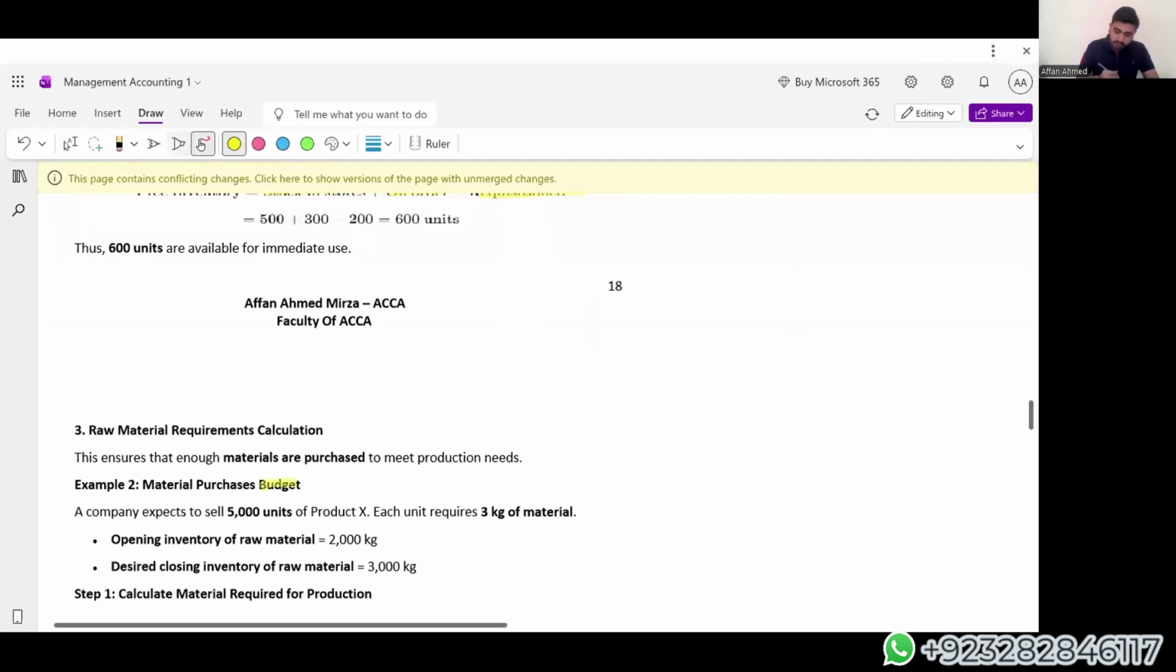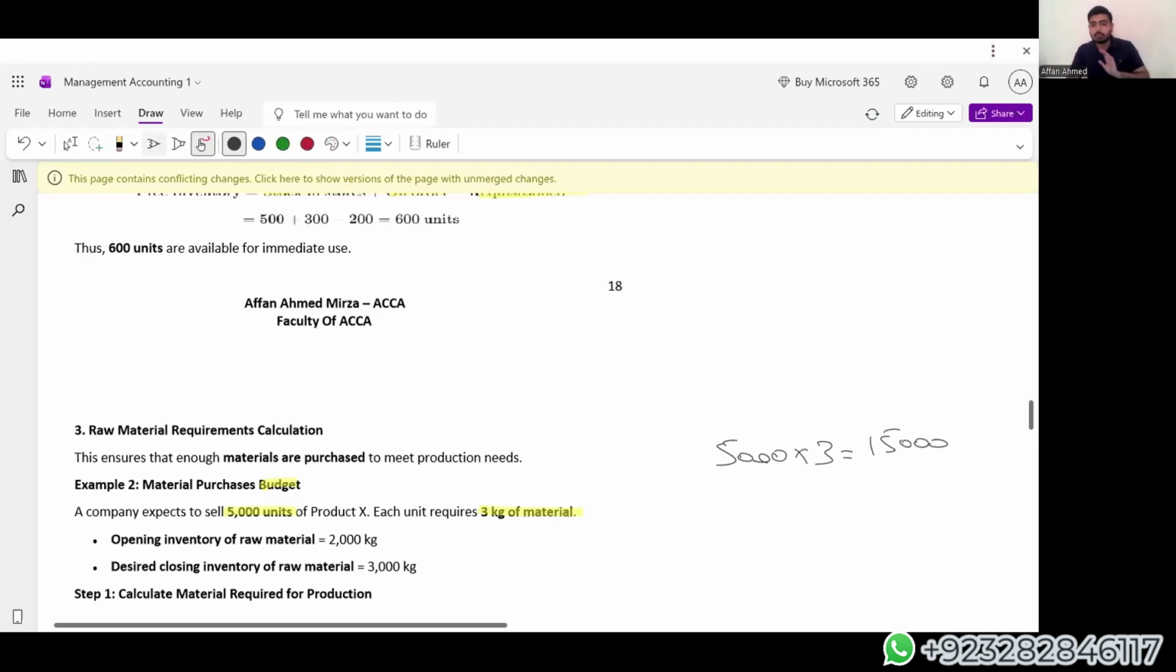Material purchase budget. Now we have to prepare a budget for it. Obviously, if we have to purchase something, we are planning for something that is known as a budget. Now a company expects to sell 5,000 units of product X. Each unit requires 3 kg of material. What are they saying? They are saying that we have to produce 5,000 units and 3 kg is used per unit. That means 15,000 kg is going to be utilized here.